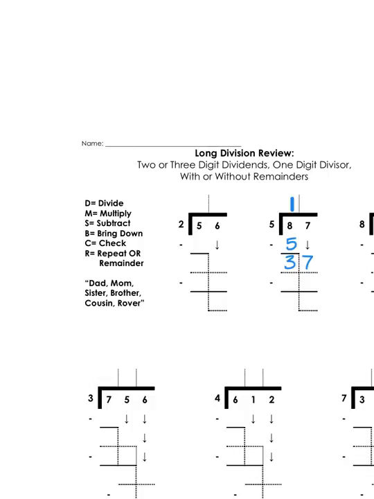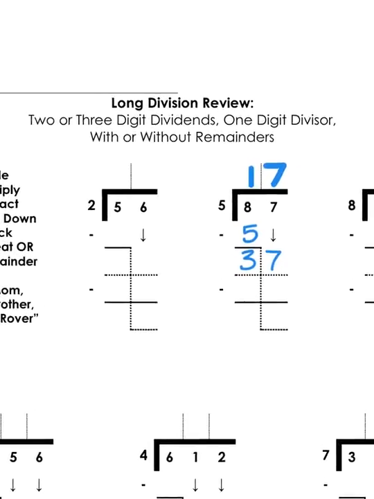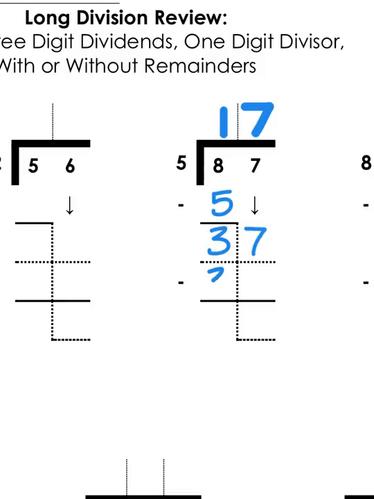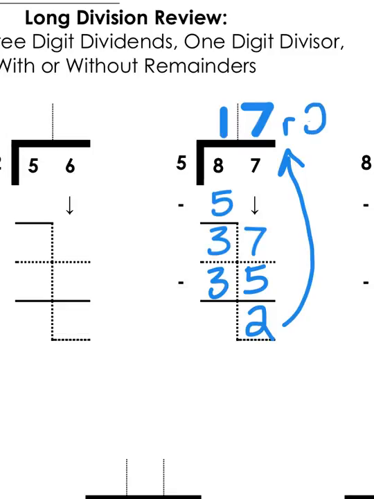How many groups of 5 can I get out of 37? Well, I know that 7 times 5 is 35, and 37 minus 35 is going to leave me 2. 2 is smaller than my divisor, so that means this becomes my remainder. So my answer is 17, remainder 2.